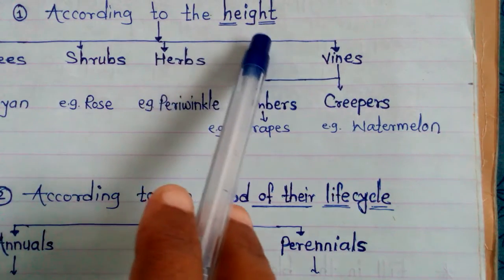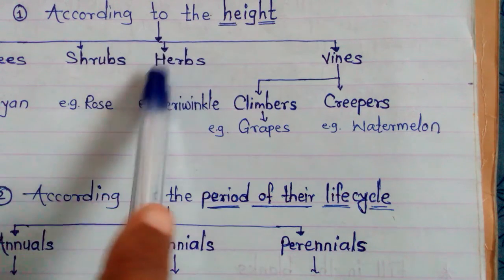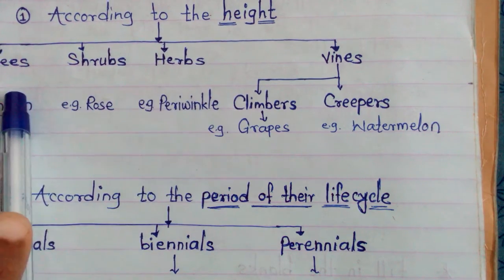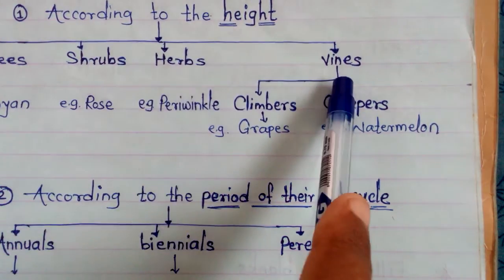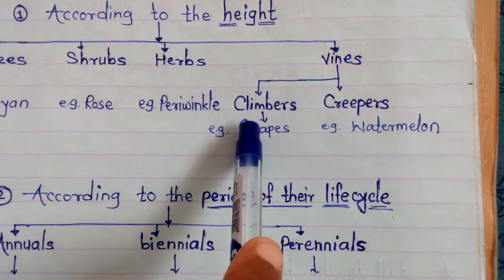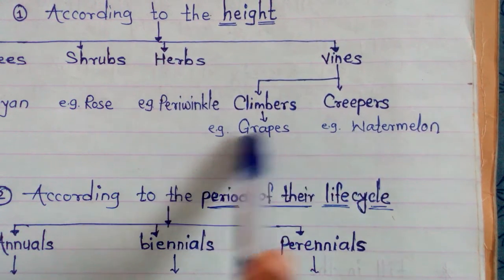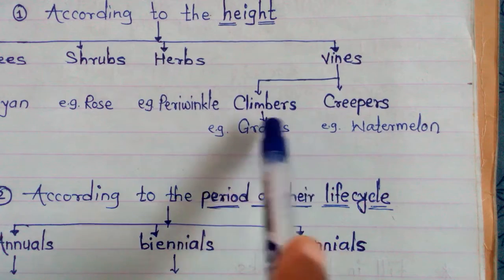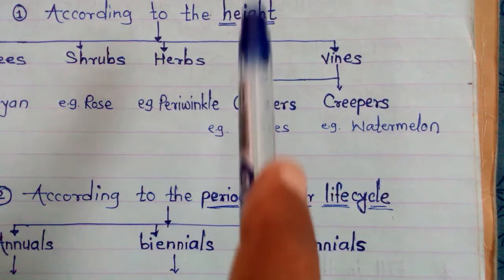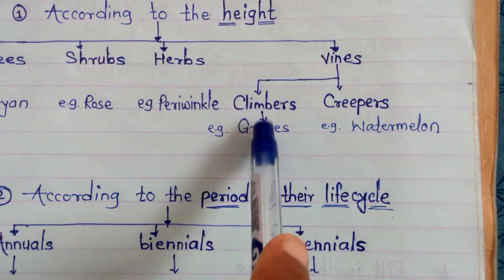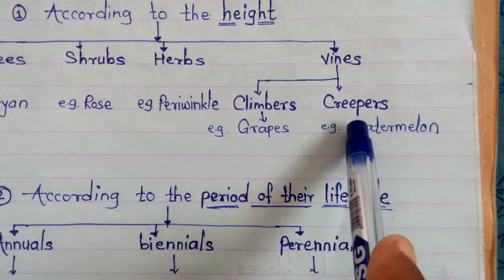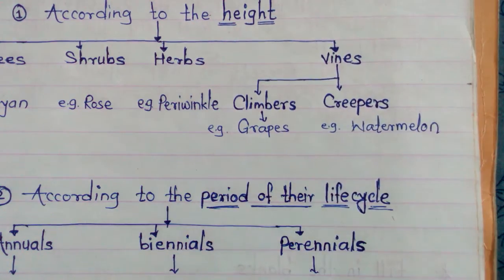According to height and shape, plants are classified into trees, shrubs, herbs and vines. And vines are again classified into climbers and creepers. Did all of you understand the difference between climbers and creepers? One grows upward, taking the support of other things, and the other spreads on the ground.